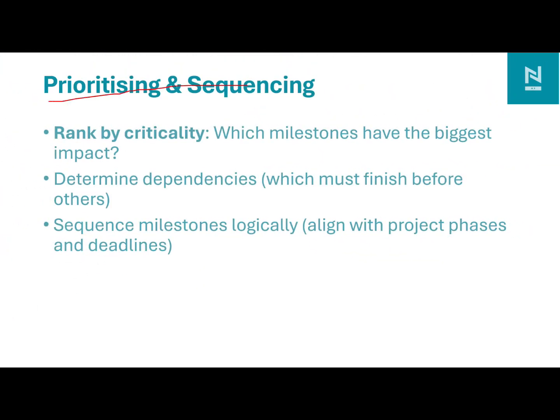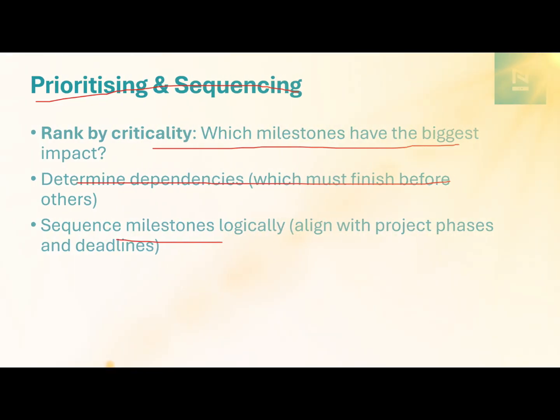Another thing is prioritizing and sequencing. First, we need to rank the milestones based on the critical risks on the project, and which milestone has the biggest impact on the project. There may be different milestones in the program. Some milestones can be tracked by the high-level stakeholders. Some may be interim milestones which can be tracked by the project team. So we need to determine those. Also, we need to determine the dependency of the milestones, which we need to complete first or complete after. So we need to make the sequence logical between the milestones, so that we can meet the project deadline and complete the project on time.